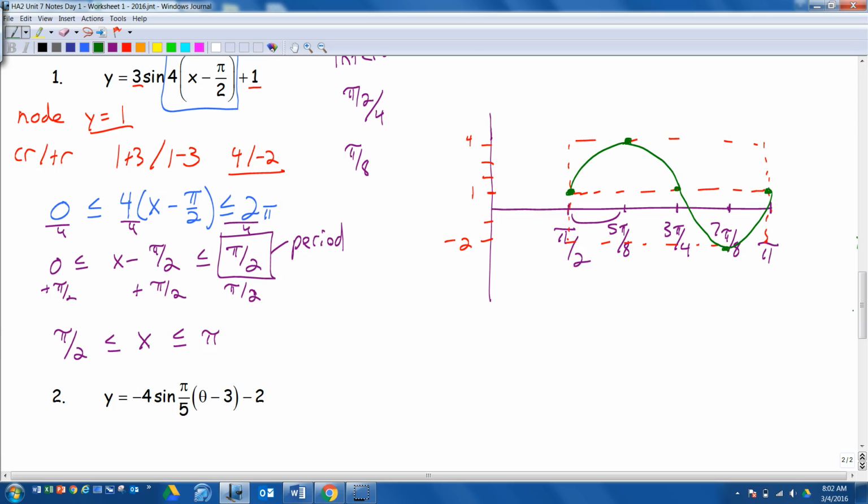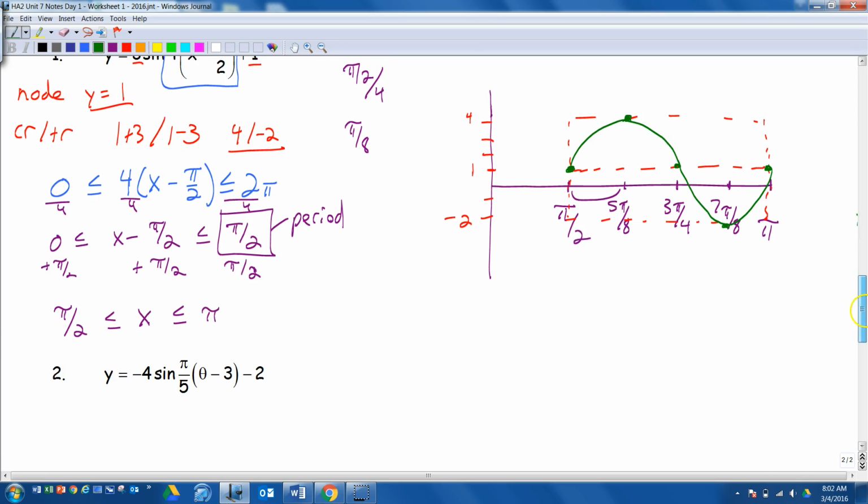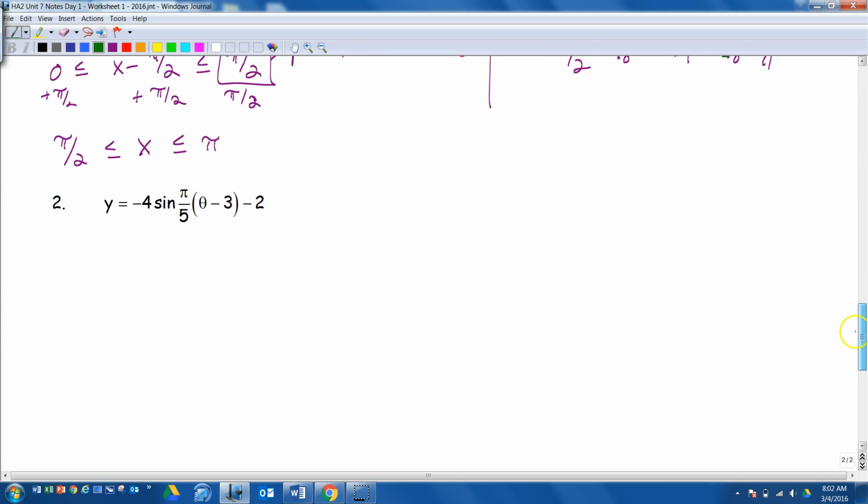So pause it to write everything down, go back to whatever you need help with, and then we're going to do one more. Now, we have one more change. We have this. And if you guys remember what this does in transformations, if you negate the whole thing, it's a reflection over the x-axis.